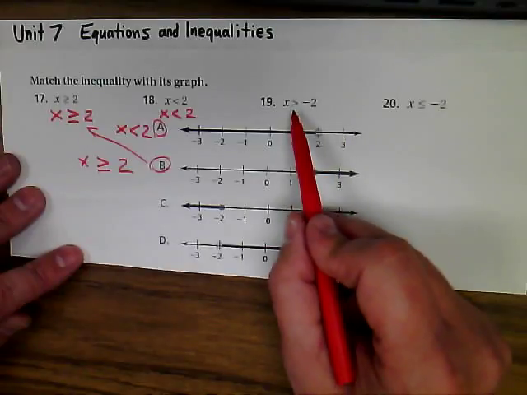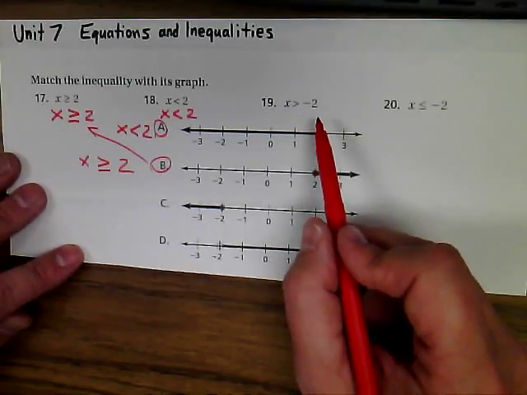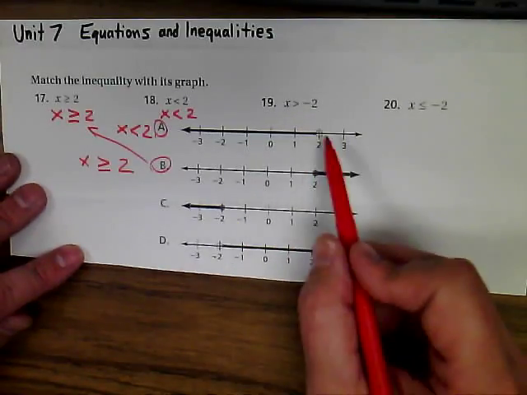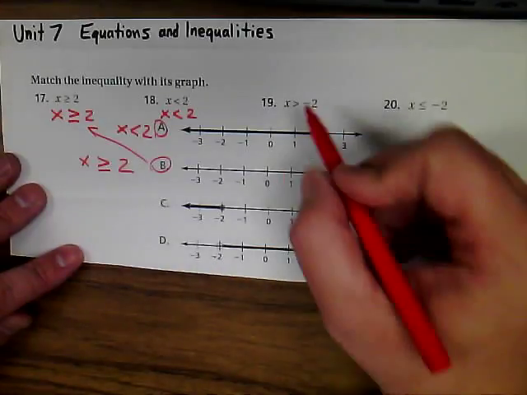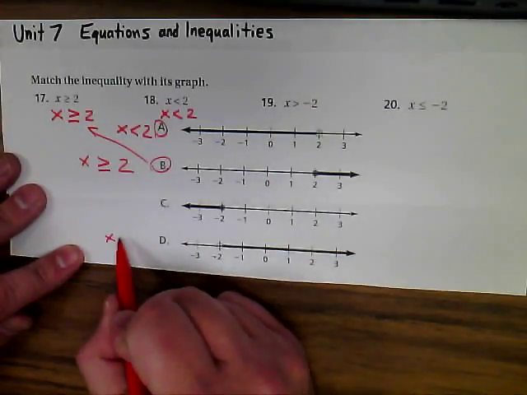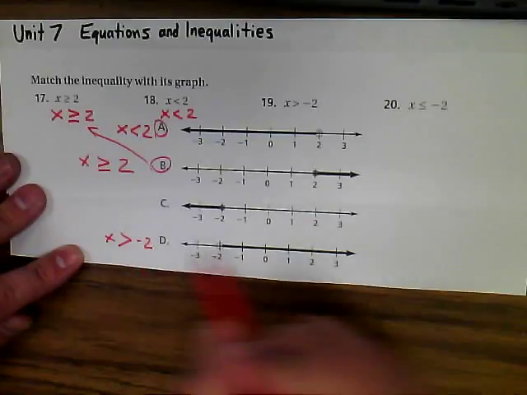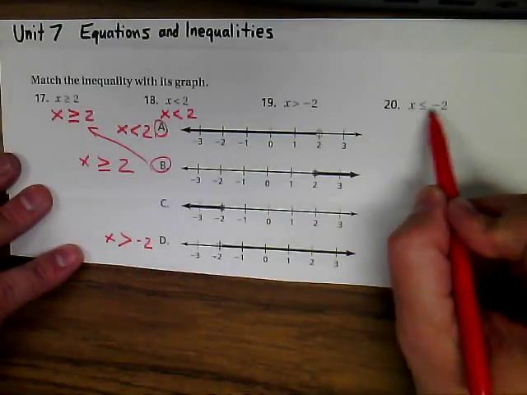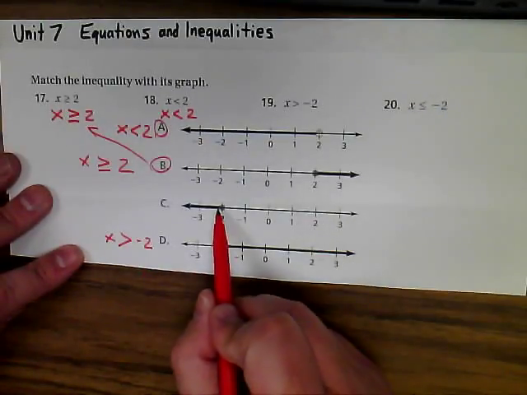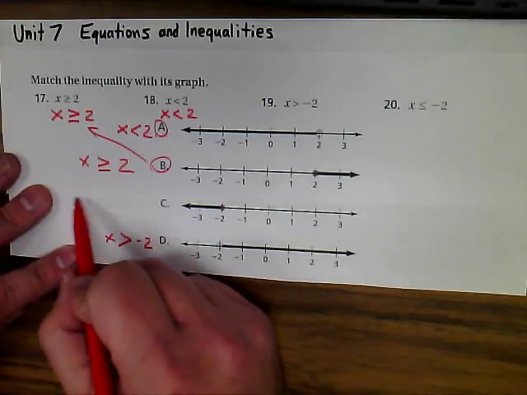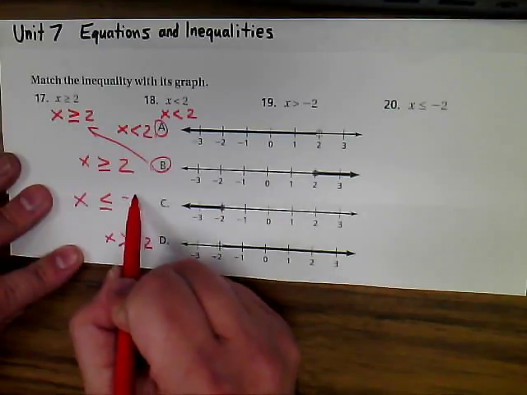So let's think. Again, we know that it's not going to be either of these because these would include them. And this is pointing to numbers bigger. So then this one right here, x is greater than negative 2. And then this last one, x is less than or equal to negative 2. And you can see it includes negative 2 and anything less.